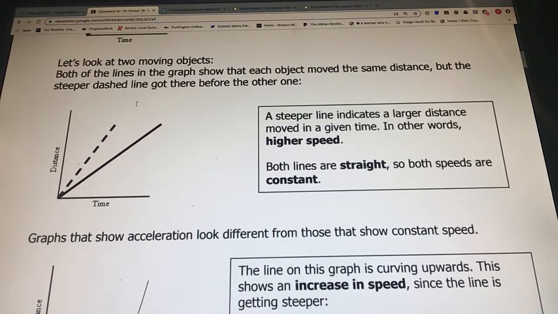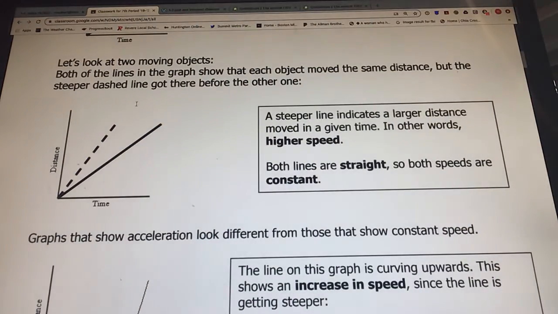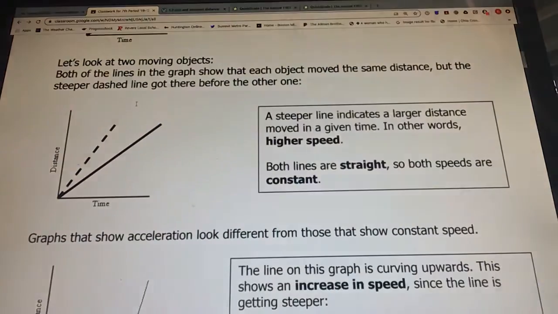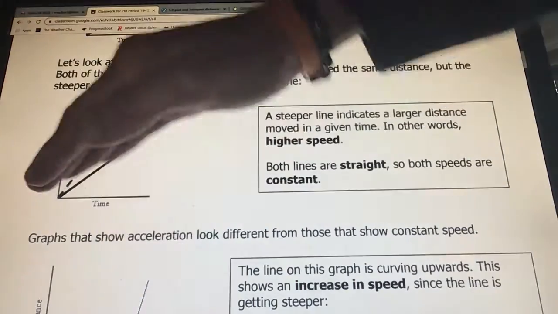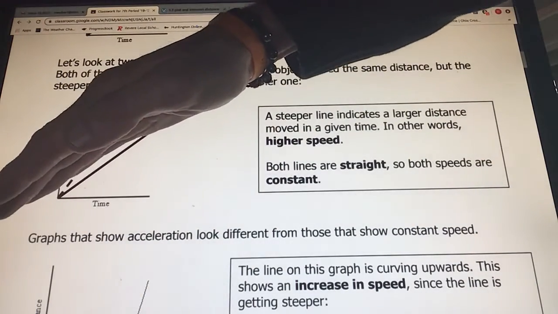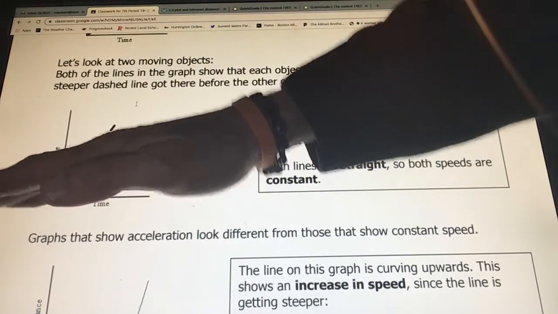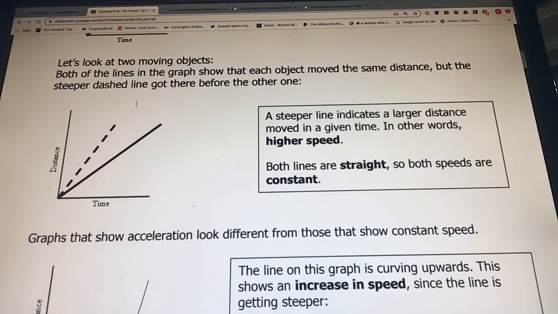Okay, 2 moving objects. This is the girl that was moving faster and then moving a little bit slower. A steeper line indicates a larger distance, so you're covering more distance over time. In other words, higher speed. Both lines are straight, so both are constant. This one is a little more toward horizontal. Remember, if it's completely horizontal, the person is stopped, or the object is stopped. So the steeper it is, the more distance you cover per unit of time.